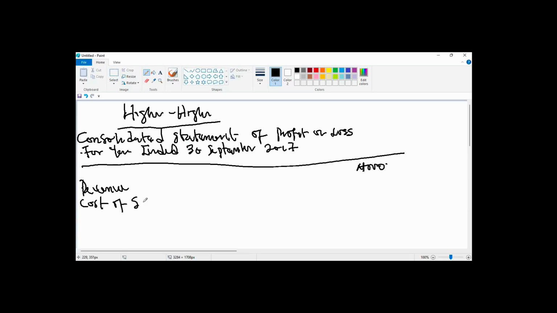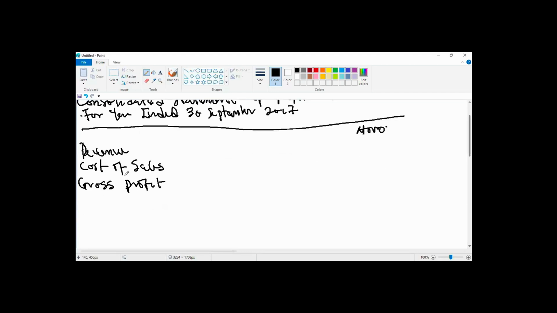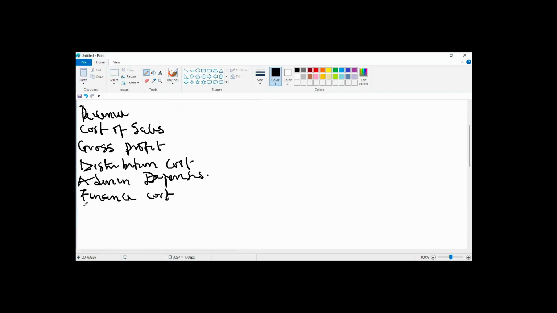cost of sales, gross profit. From the gross profit, we have distribution cost, admin expenses, then finance cost, profit before tax, and tax, profit for the year.